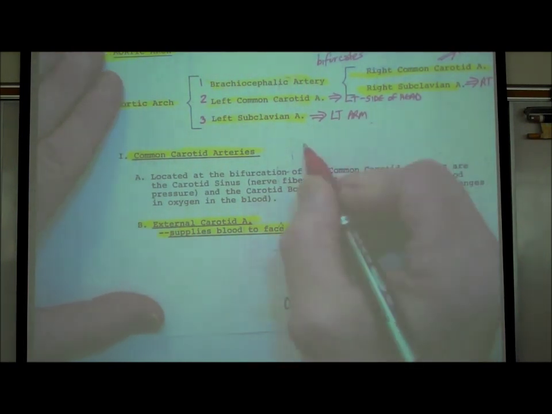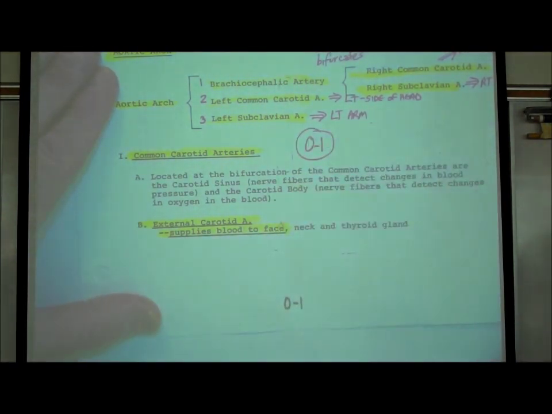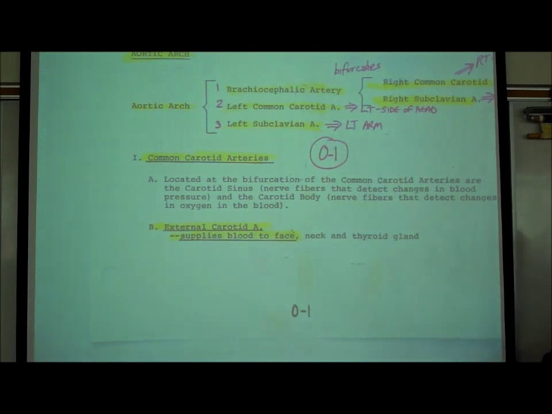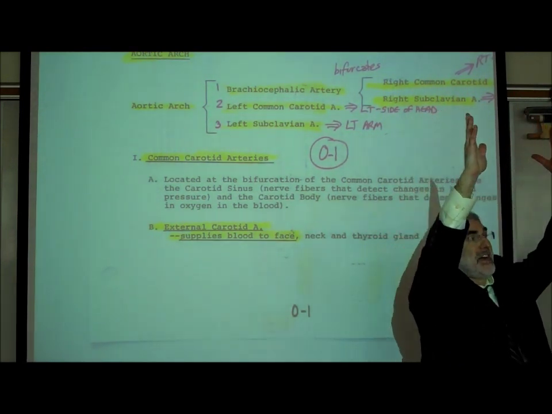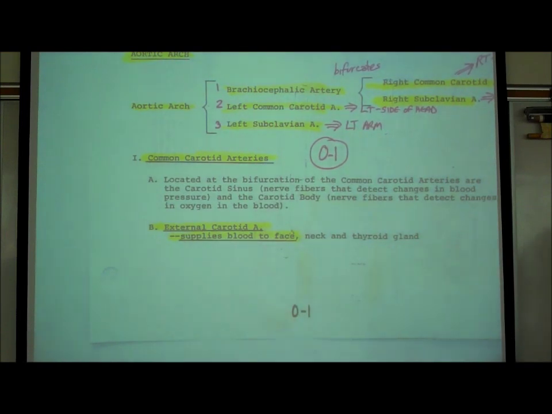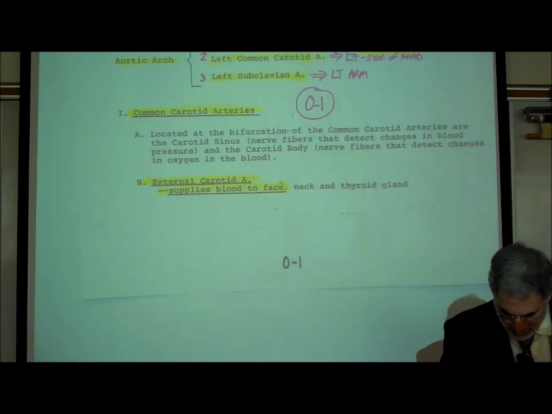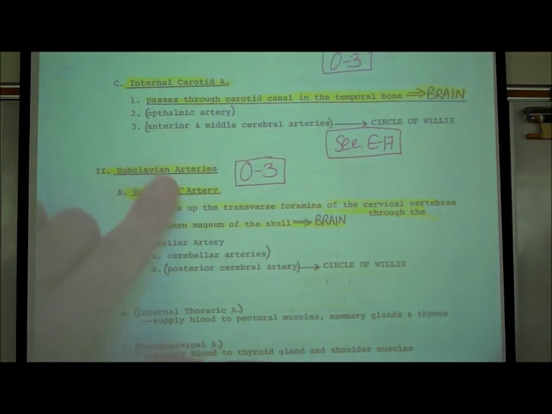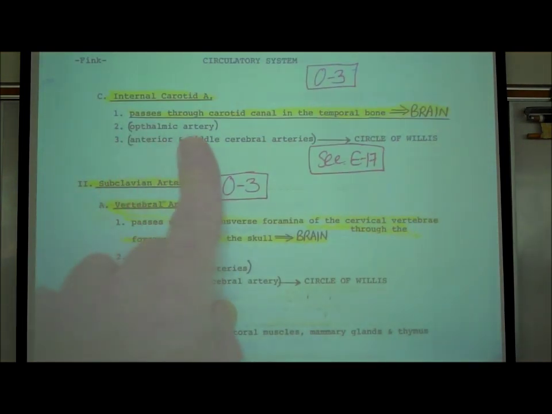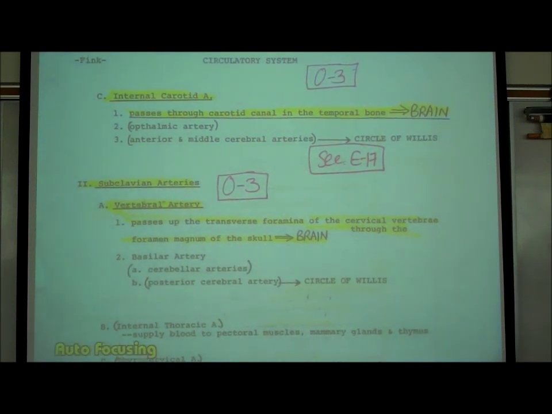And on the bottom of page 01, now, the common carotid arteries are carrying oxygenated blood up to the head. But they actually bifurcate on the way up. Going up your neck, they divide and form an external carotid that supplies oxygenated blood to your face. And if we look on page 03, on page 03 at the top, it says internal carotid. And the internal carotid artery passes up the carotid canal and the temporal bone, bringing oxygenated blood to the brain.